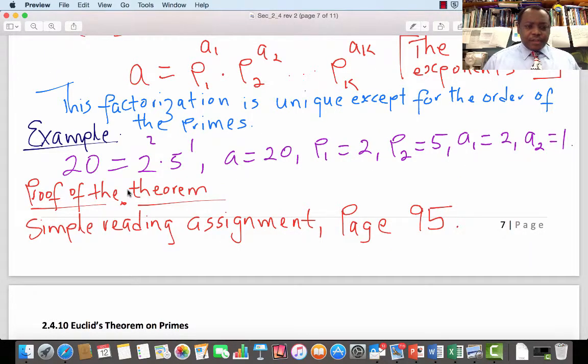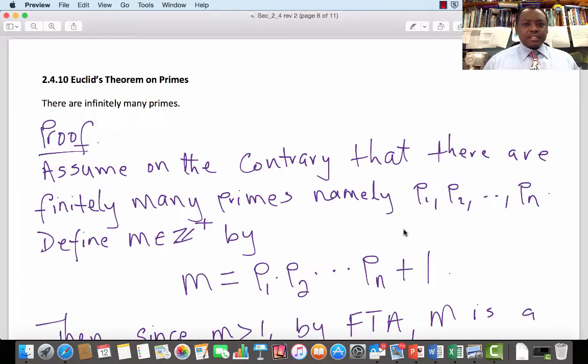Proof of the theorem. I will leave these as a simple reading assignment, and you can find these on page 95 of your text, Elements of Modern Algebra by Gilbert and Gilbert.